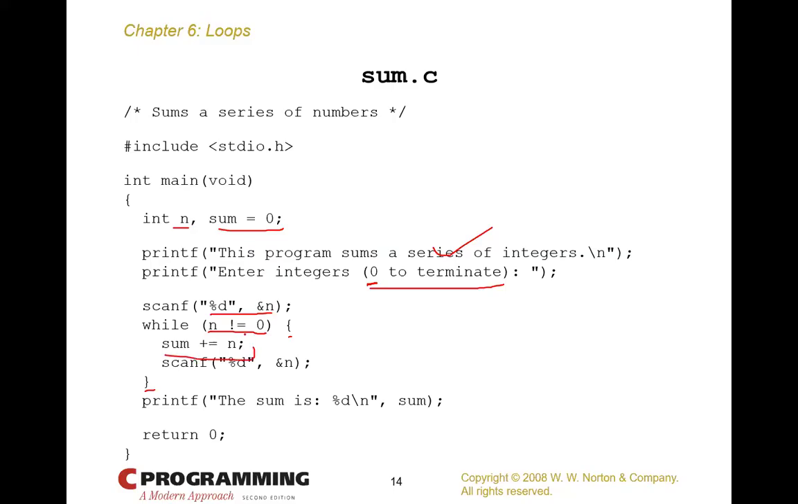So the value of sum becomes sum plus the value of n. And then we accept the next n. So this way it keeps accepting a value for n and checking that n is not equal to 0. Whenever n is 0, it stops working and then it prints the value of sum. Okay, let's probably write the code for this and then we go for break.